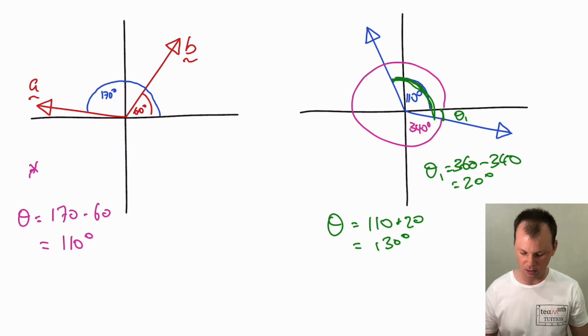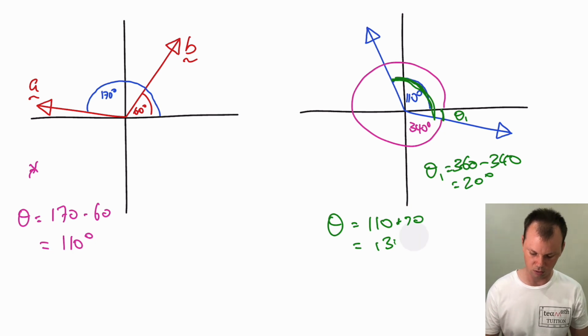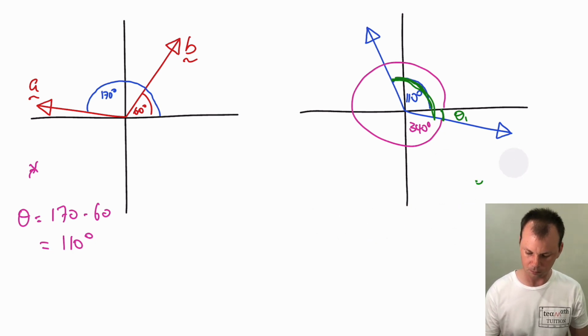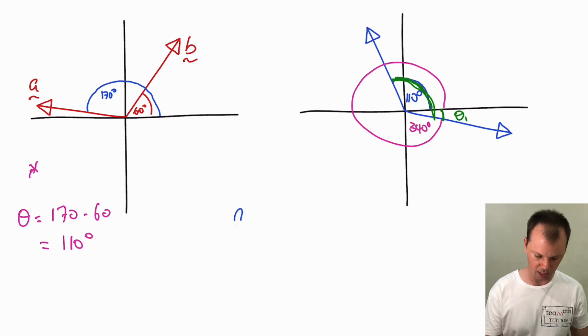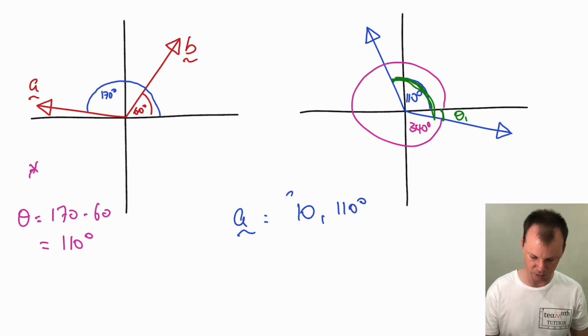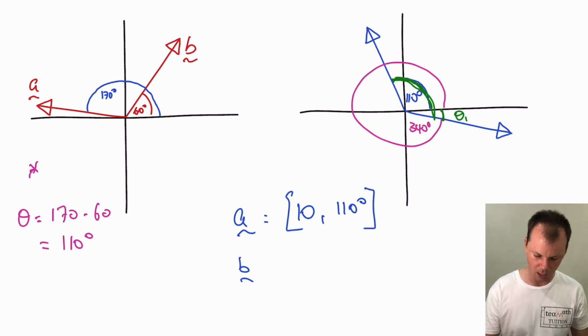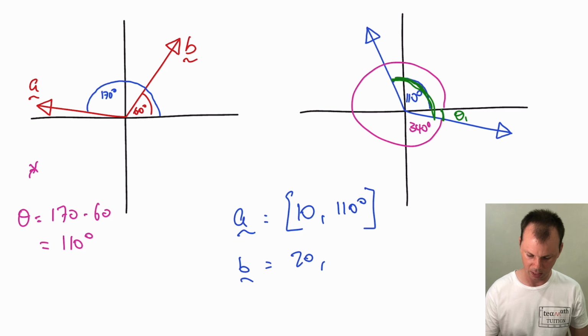Now, it becomes a little bit more tricky if the vectors are just stated with magnitude and direction and you don't have a diagram. So I'll show you what I mean with that. So let's say we had vector A and it had a magnitude of 10 and a direction of, say, 110 degrees. So we're writing it in our polar form. And vector B, let's say it has a magnitude of 20 and let's say 330 degrees.